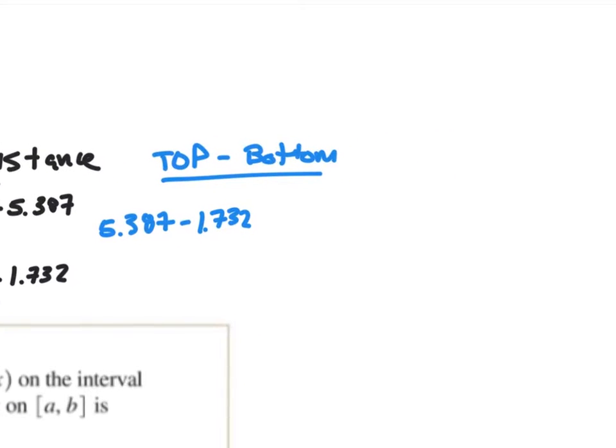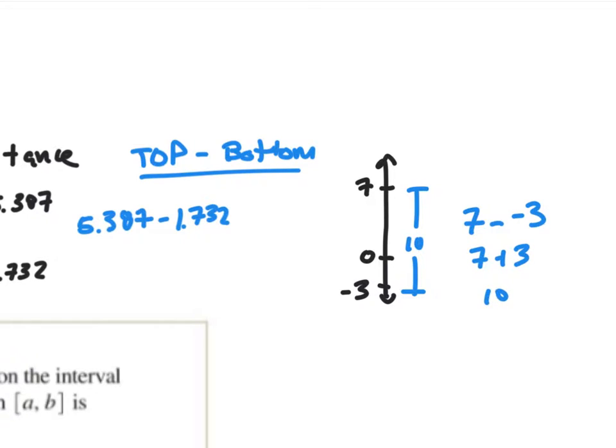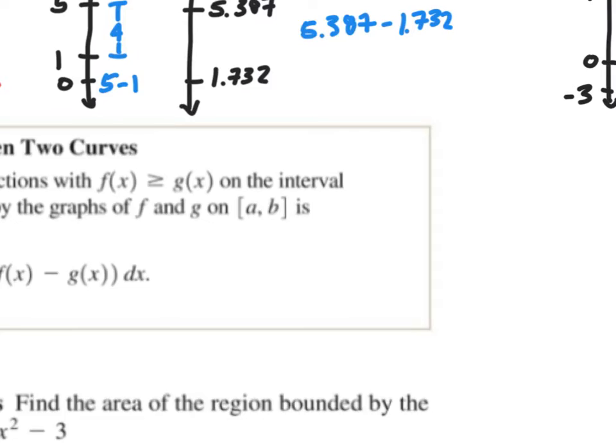And then, what if you had a negative number? What if your number line went from, say, positive 7, here's 0, and then here's negative 3. Okay, even calculating the distance between those 2 points, we would still subtract. We know that the distance between them is 10, but if I took 7 minus negative 3, that's really going to be 7 plus 3, which gives me 10. Okay, so top minus bottom, that's what we really need to remember here. That's the important thing.